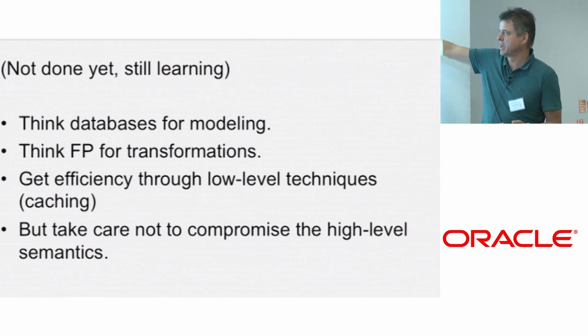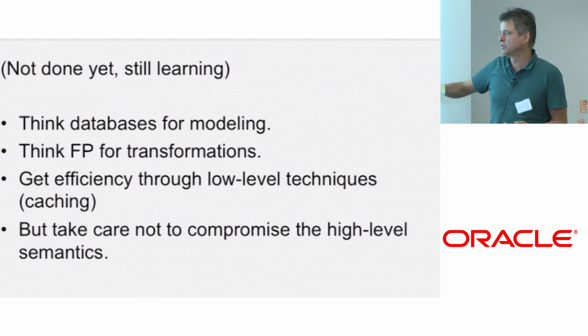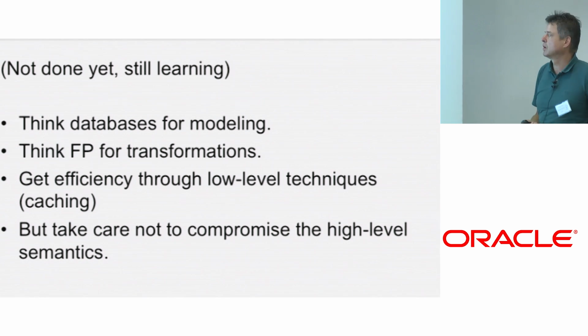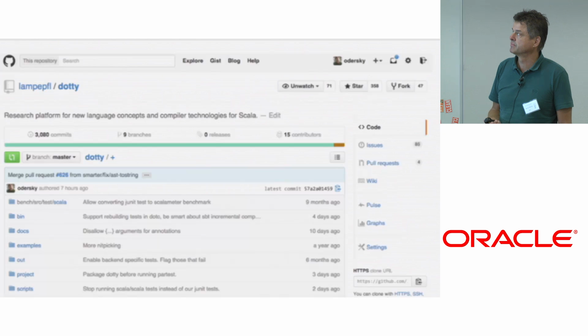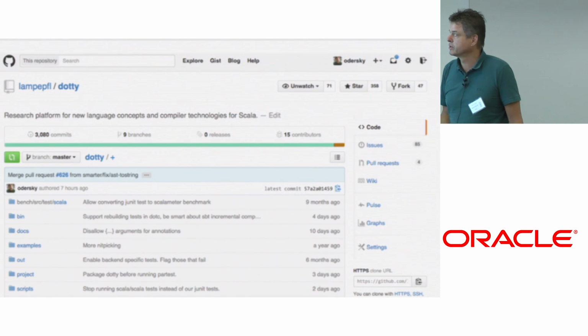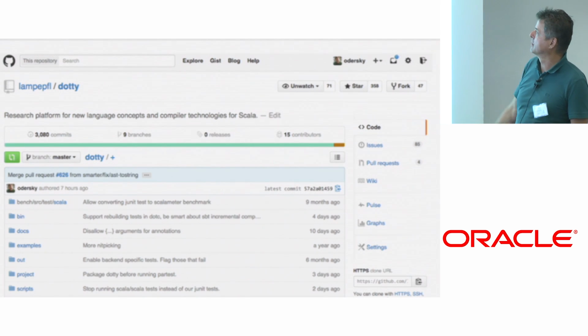So the idea is think FP for transformations, use caching to get the efficiency, but take care not to compromise the high-level semantics. So to find out more, there's a project called Dotty. You can go to the web page and see what's going on currently.